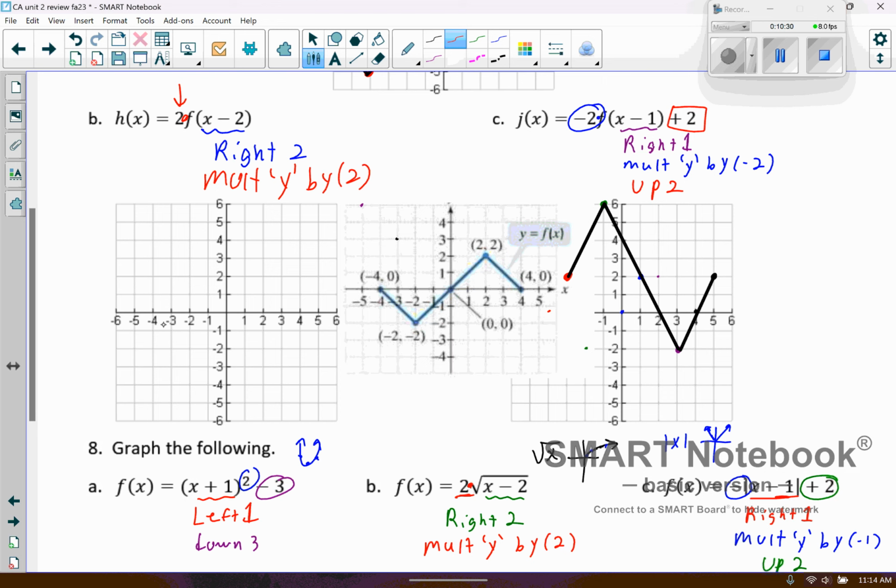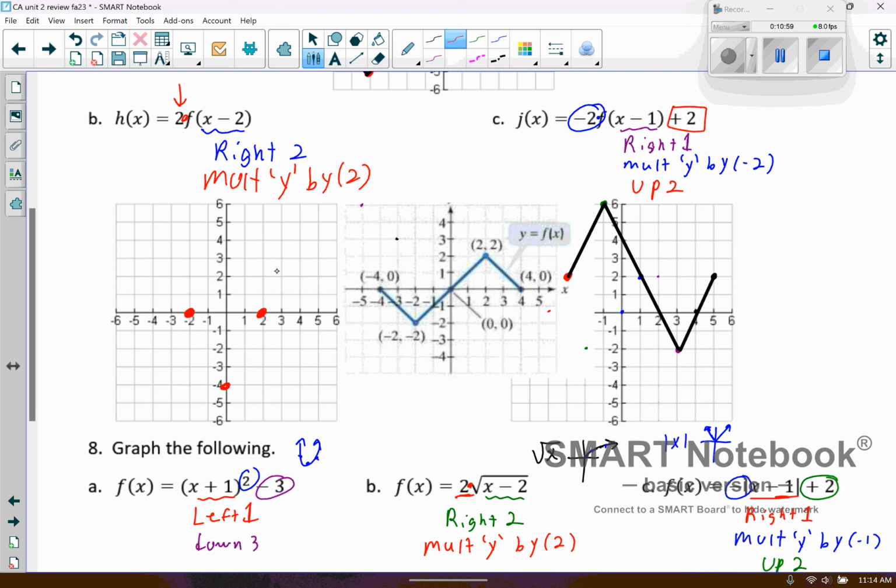So taking that first point, we go to the right 2, multiply y by 2. Well, y is currently 0, so it's going to stay 0. Then this one, we go to the right 2, and then multiply y by 2. So y is currently negative 2, but when I multiply it by 2, it's going to stretch down to negative 4. And then the 0, 0, we go to the right 2. Y is still 0, so multiplying 0 by 2 doesn't change anything, so that point's going to be right there.